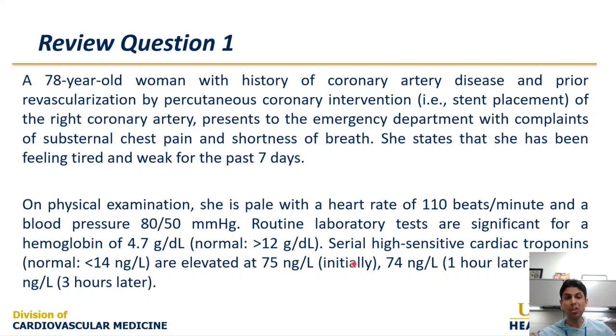In addition, the decision was made to obtain serial high-sensitivity cardiac troponins, where the normal range on this assay is less than 14 nanograms per liter, and they're elevated. Initially, it's 75 nanograms per liter. 1 hour later, it's 74 nanograms per liter. And then 3 hours later, it's 75 nanograms per liter. So there's no rise and fall. They're really flat.